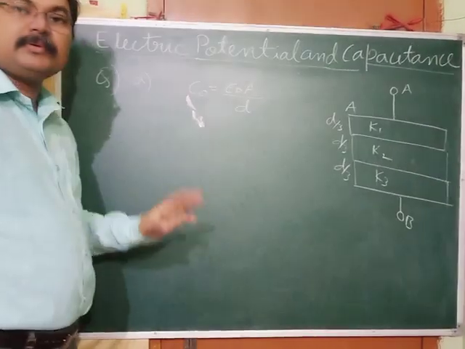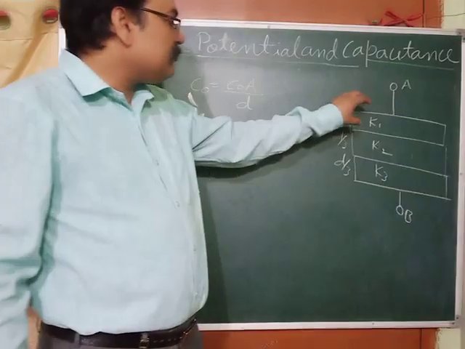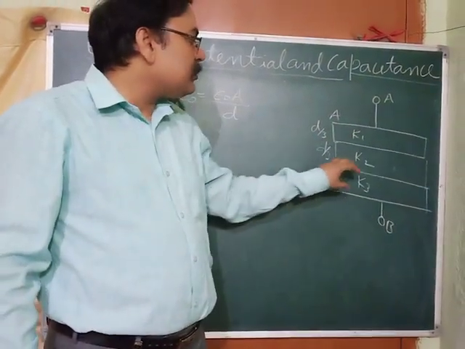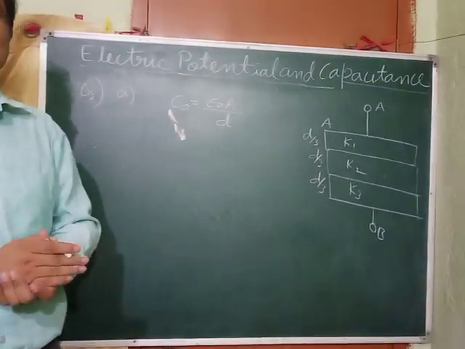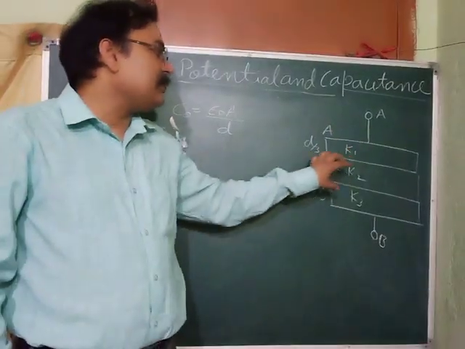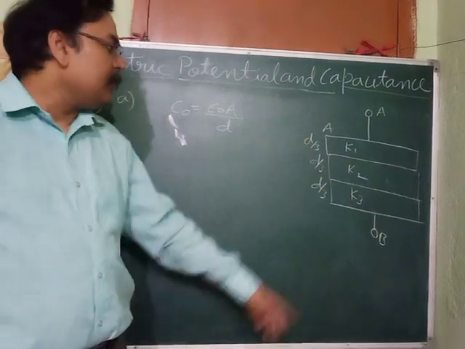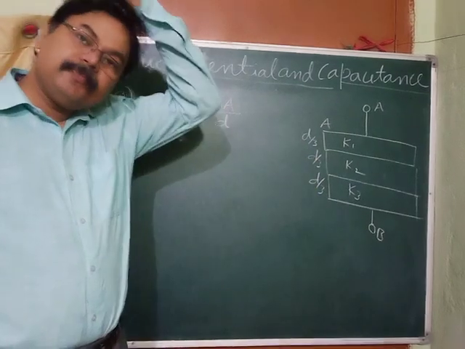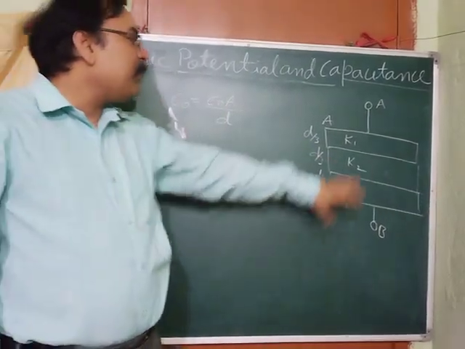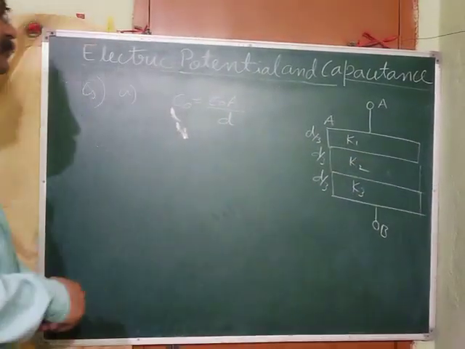Now, what has been done? Three similar slabs, meaning they are identical in shape and size, dielectric slabs are inserted like this. Obviously, when they are identical, their thickness is going to be d by 3, d by 3, d by 3. So now we have to find out the capacitance of this system.